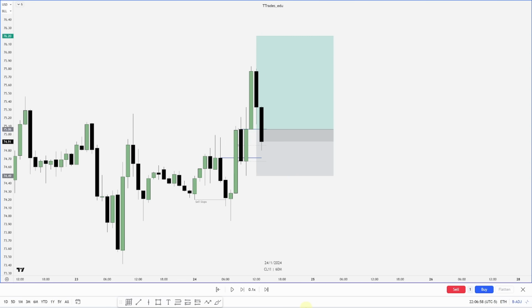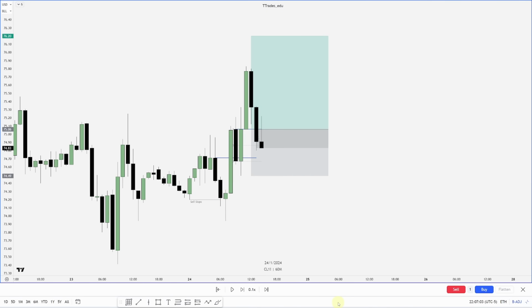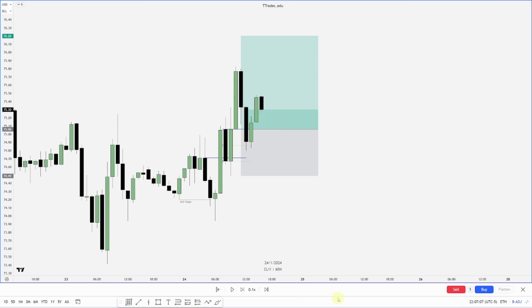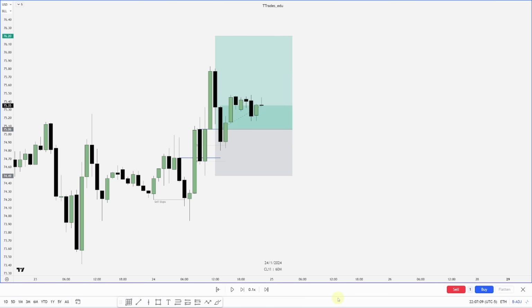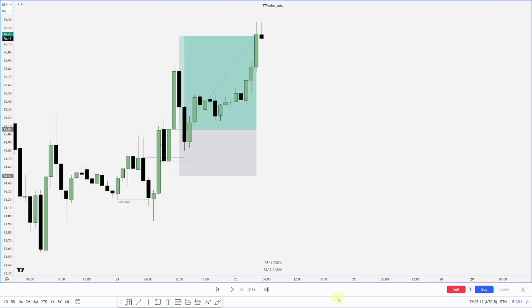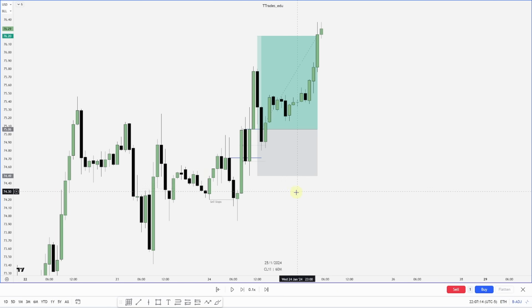Here we get entered in. You can see we don't disrespect the mean threshold. Now we're closing back outside this propulsion block. And we start to move higher. A little bit of consolidation. And there we go and hit our 2R target.